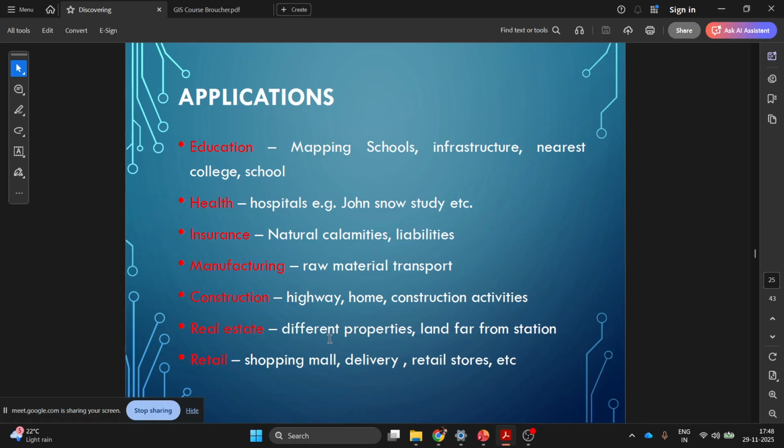And also constructions, like I was discussing, the raw materials for the construction industry, like highways, homes, and construction activities, can also be handled using this type of GIS software, that is, geographical information system.